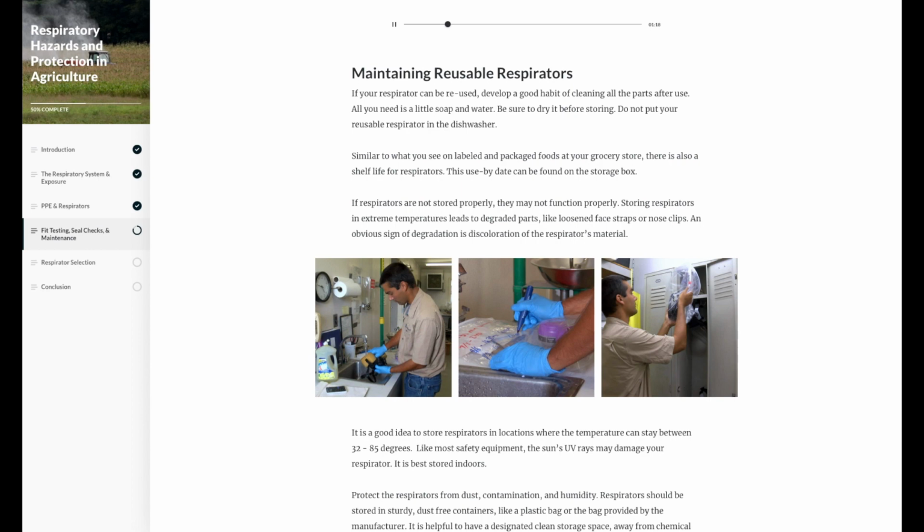Similar to what you see on labeled and packaged foods at your grocery store, there is also a shelf life for respirators. This use-by date can be found on the storage box. If respirators are not stored properly, they may not function properly. Storing respirators in extreme temperatures leads to degraded parts, like loosened face straps or nose clips. An obvious sign of degradation is discoloration of the respirator's material.